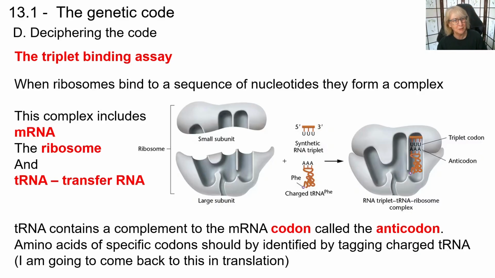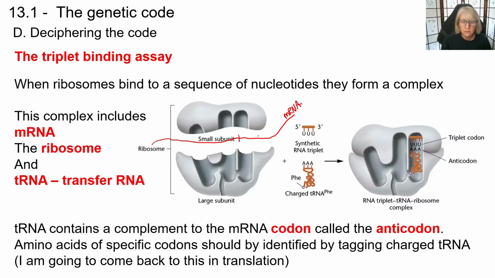What you do in a triplet binding assay is you take a ribosome. Ribosomes are made of a large and a small subunit. I think you remember this from micro and from bio. The small subunit and the large subunit differ in catalytic regions, but also in size. The mRNA is slotted through between the small and the large subunit.